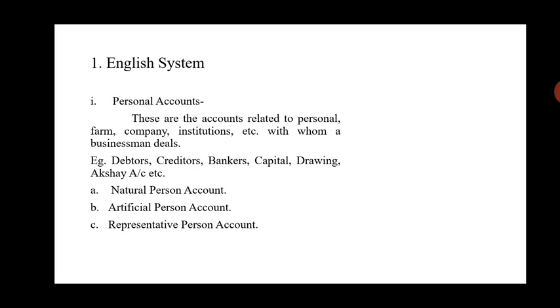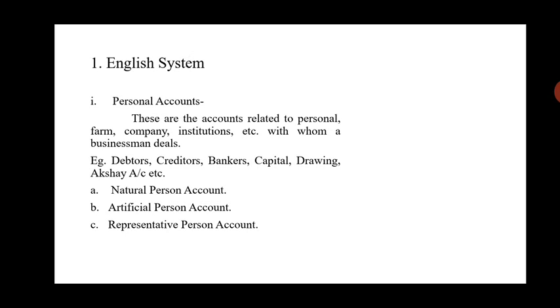Now, in these personal accounts there are three types of persons. The first is natural person account, the second is artificial person account, and the third is representative person account. What do you mean by natural person account? We are natural persons, that is, individual living beings. For example, Sham account, Ram account, Akshay account, Manohar account, or Kadolkar account. Like this they come under natural person accounts.